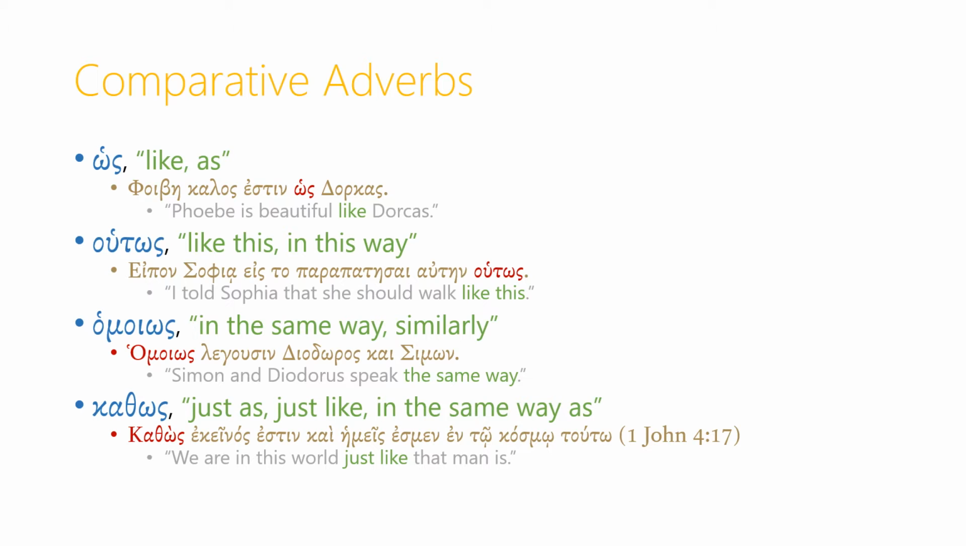Kathos means just as or just like or in the same way as. So it's similar to homoios, but there's more of an implicit comparison between some action that's happening here and some action that you've just mentioned. So we might say, as in 1 John 4:17, kathos ekeinos estin, kai hemeis esmen en to kosmo touto. We are in the world, hemeis esmen en to kosmo touto, just like, kathos, that man is, ekeinos estin.